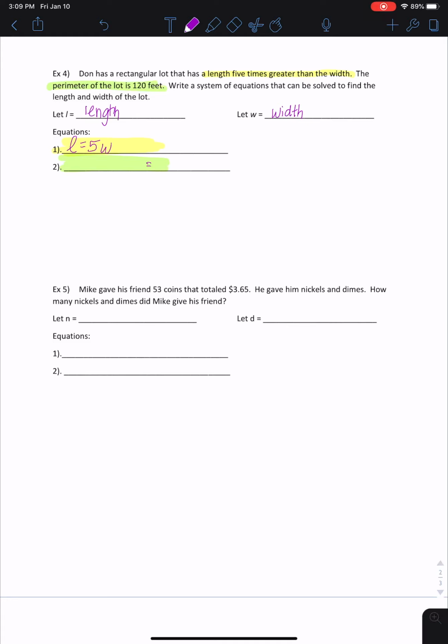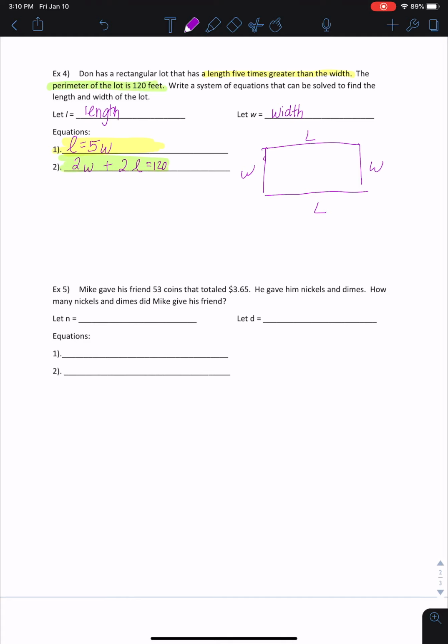We know that the total is 120, but in order to write the rest of the equation, we have to know about perimeter. Remember, if you have a rectangle, perimeter means you're going to add up all of the sides. So there's 4 sides. There's a length, a width, a length, and a width. So if I add all 4 of those sides, I have 2 widths added to 2 lengths. That's how I get the 120, okay?